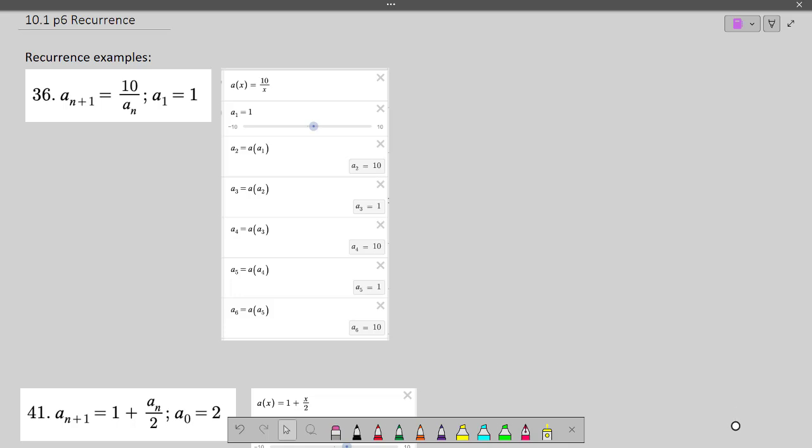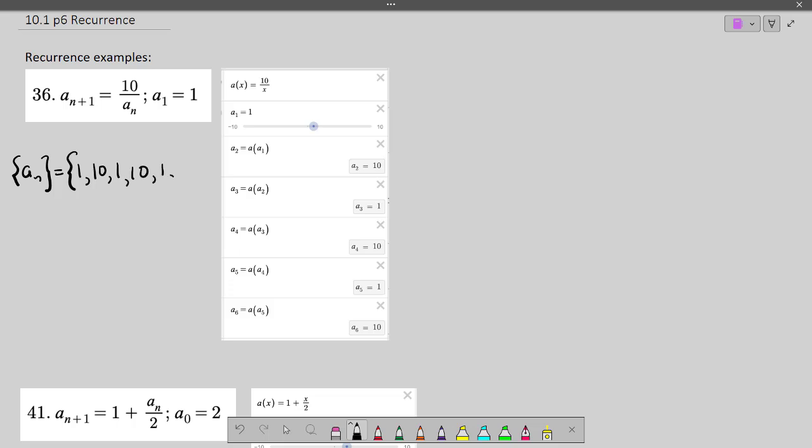So these recursive ones are a little finicky. And typically what you want to do with a recursive sequence is write out a bunch of terms first. I did it in Desmos there, and what we're seeing is that when we plug in a 1 down there, a sub 1 is 1, now we plug that in to get a sub 2. So we start with a 1, and then a sub 2 is 10. And then we plug in a 10. 10 divided by 10 is 1. Then we plug in a 1, and we get 10.